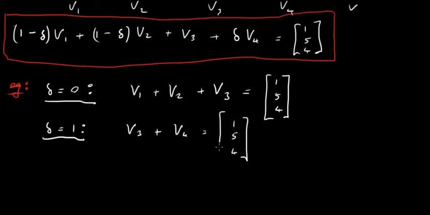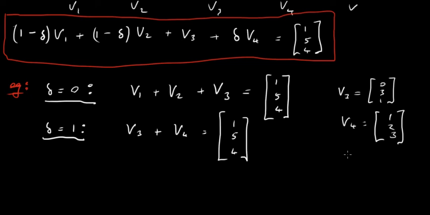Does that actually give me 1, 5, 4? Well, what were v3 and v4? v3 was 0, 3, 1. And v4 was 1, 2, 3. And you can see that if you just add v3 and v4, you will get 1, 5, 4. 0 plus 1 is 1, 3 plus 2 is 5, 1 plus 3 is 4, so that does work as well. Let's just do one more, but I think you get the idea there.